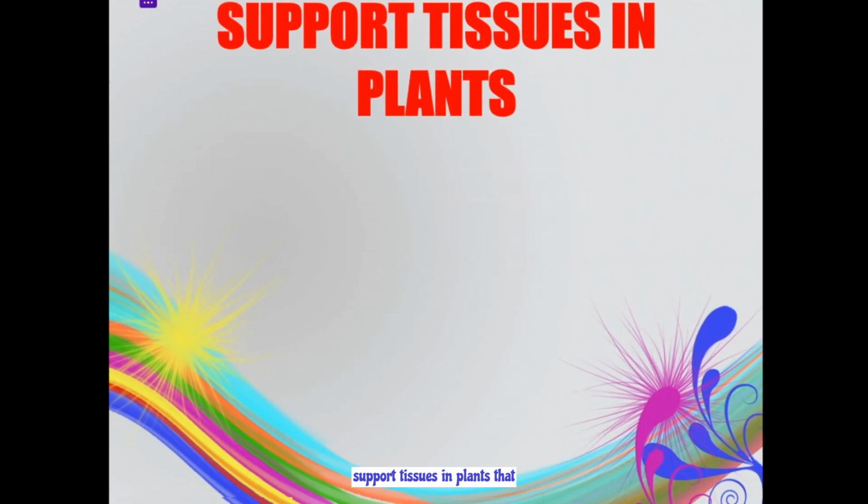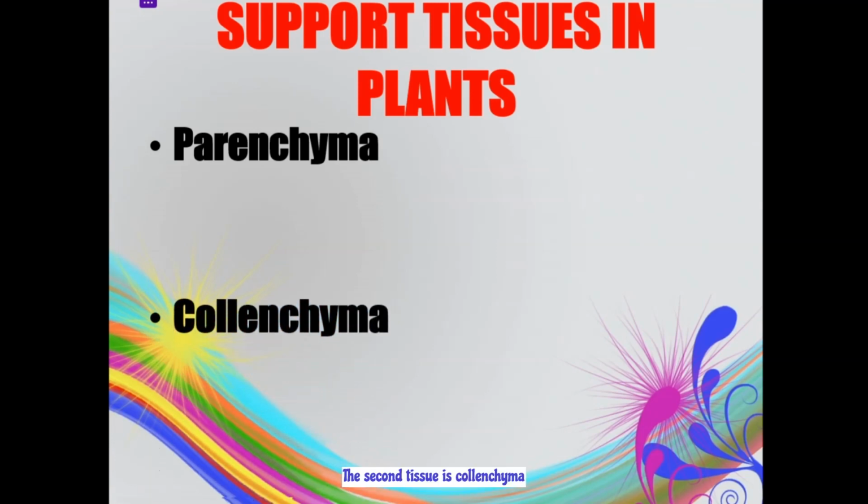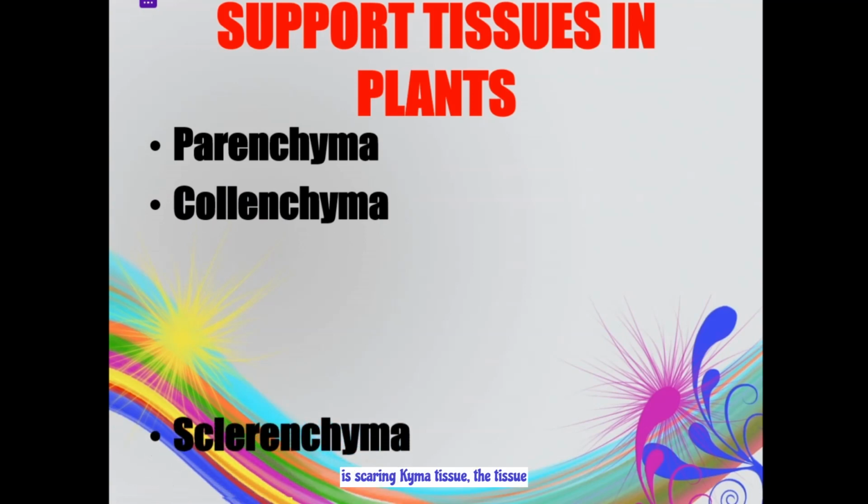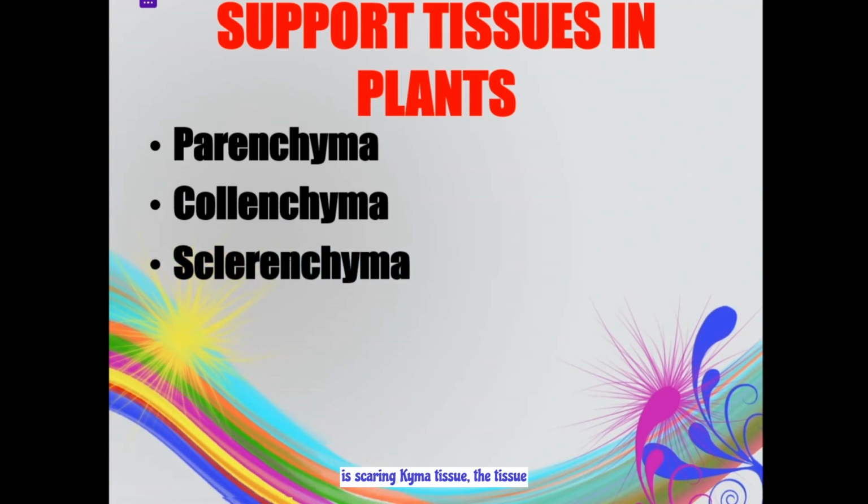The other thing, let me introduce the support tissues in plants, all the tissues that are needed for support in plants. Tissue number one is parenchyma tissue. The second tissue is collenchyma tissue. The third tissue is sclerenchyma tissue.